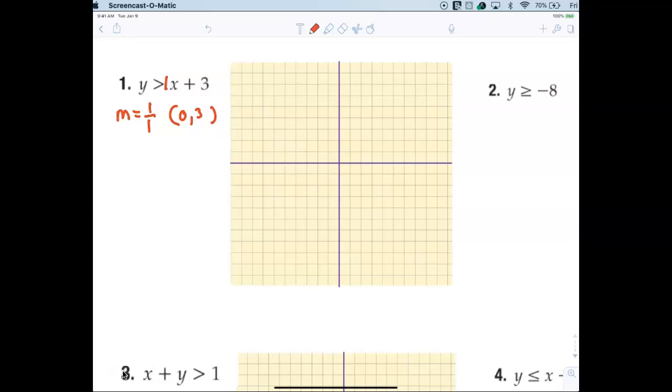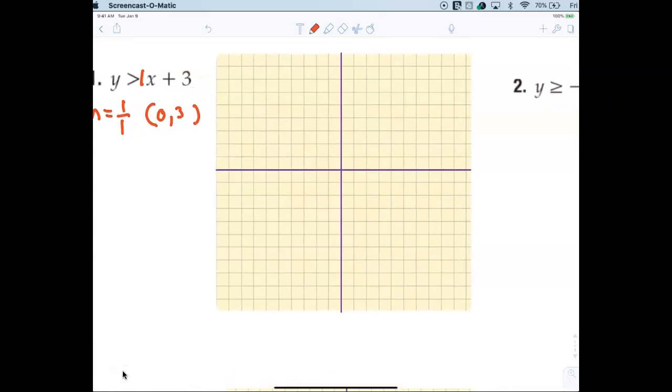Now we're just back to graphing, right? We always plot the y-intercept first. So we graph (0, 3), plot a point, and then we go up 1 and over 1, up 1 and over 1.